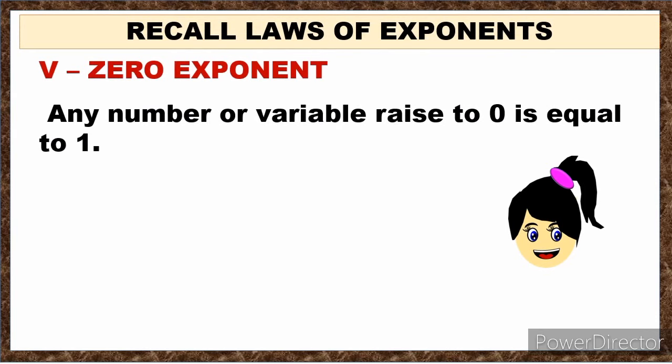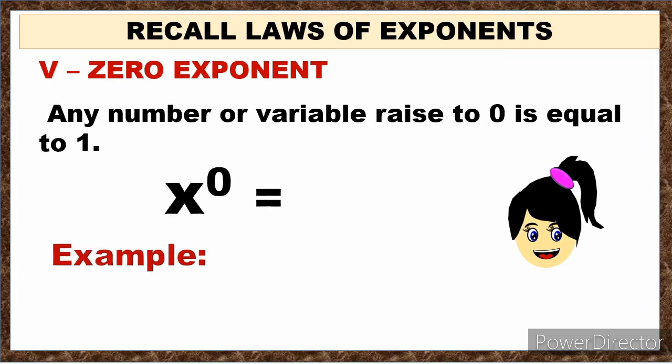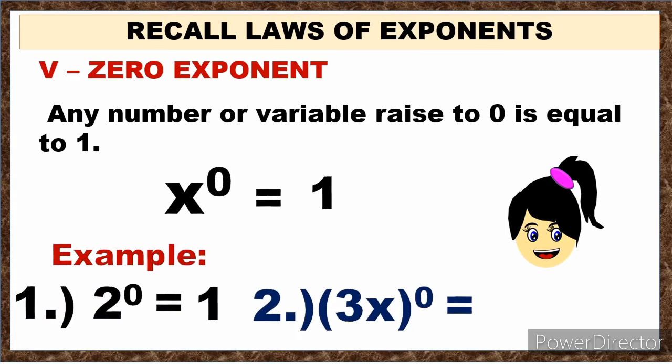Okay, so next, zero exponent. Any number or variable raised to 0 is equal to 1. Okay, so x raised to 0 equals 1. Okay, example, 2 raised to 0 is 1. Number 2 example, (3x) raised to 0 equals 3 raised to 0, x raised to 0, then it is equal to 1 dahil naka-parenthesis siya. Kahit anong number na nakalagay sa parenthesis, any number or variable, basta nasa loob siya ng parenthesis at naka-raise sa 0, equals 1.